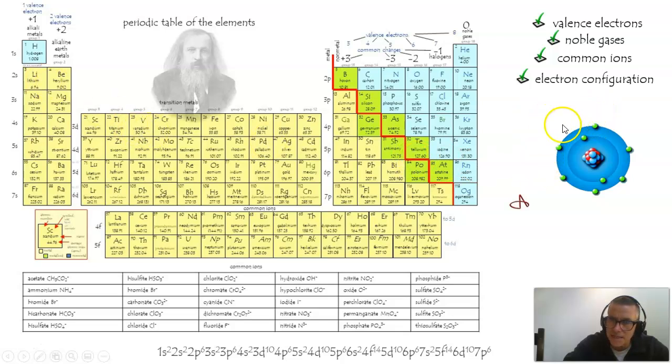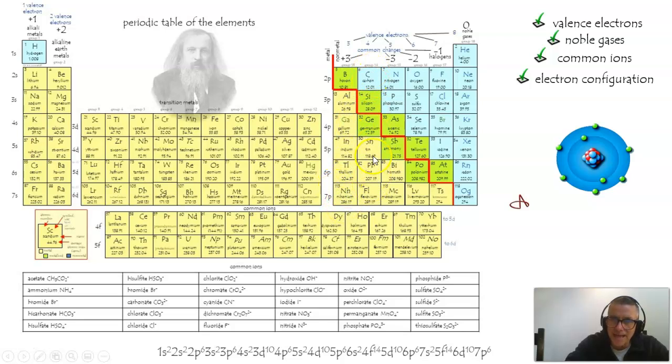They could gain 7, but that's ridiculous. If they lose 1, it reveals the full outer shell underneath. So these all tend to lose 1 and form the common ion, the all plus 1. These are group 2, so they'll lose 2, plus 2. Skip over this for now. These are plus 3. They'll lose all 3.